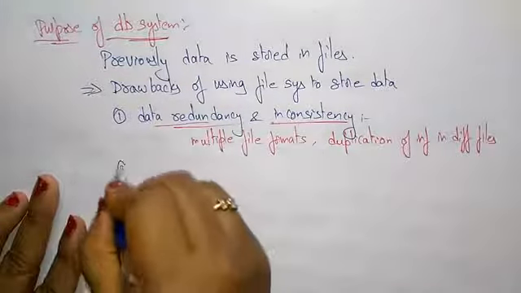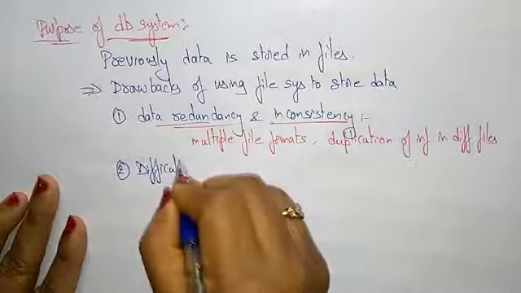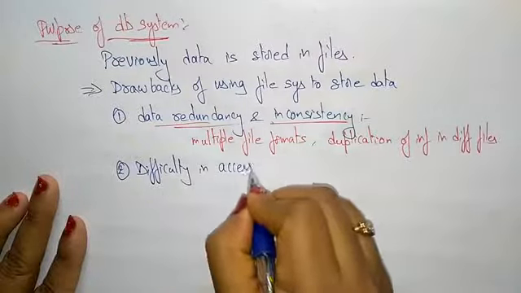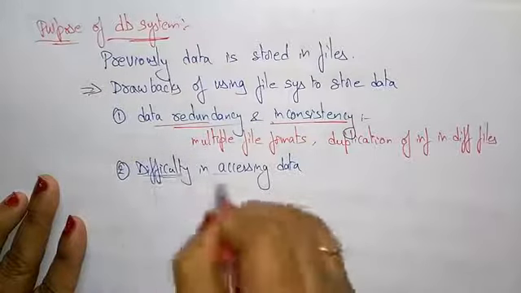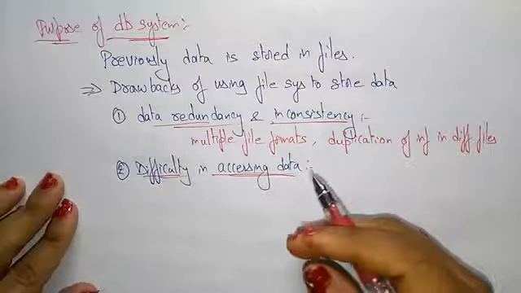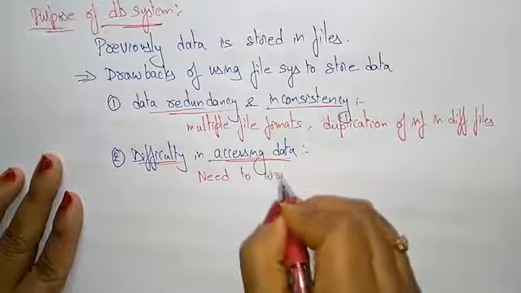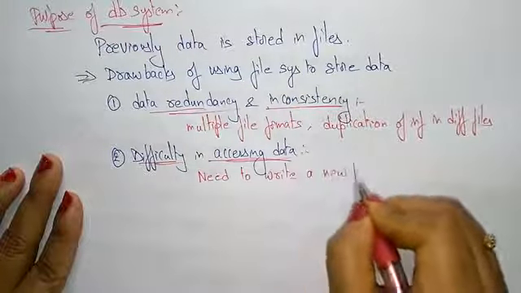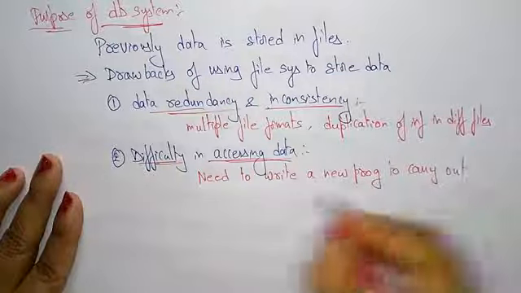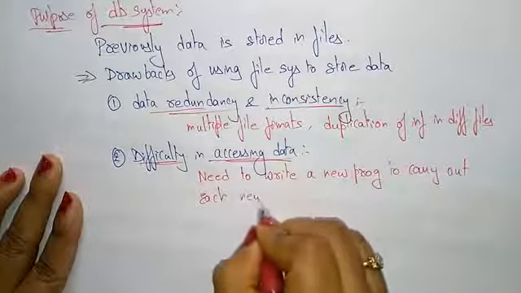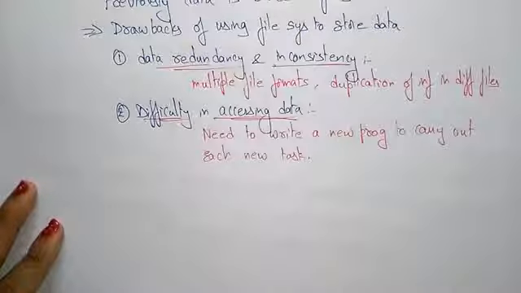And next, difficulty in accessing data. Accessing data in a file system is somewhat difficult. Why is it difficult to access the data in a file system? Because sometimes we need to write new programs to carry out each new task. In those cases, the file system is difficult for accessing the data.